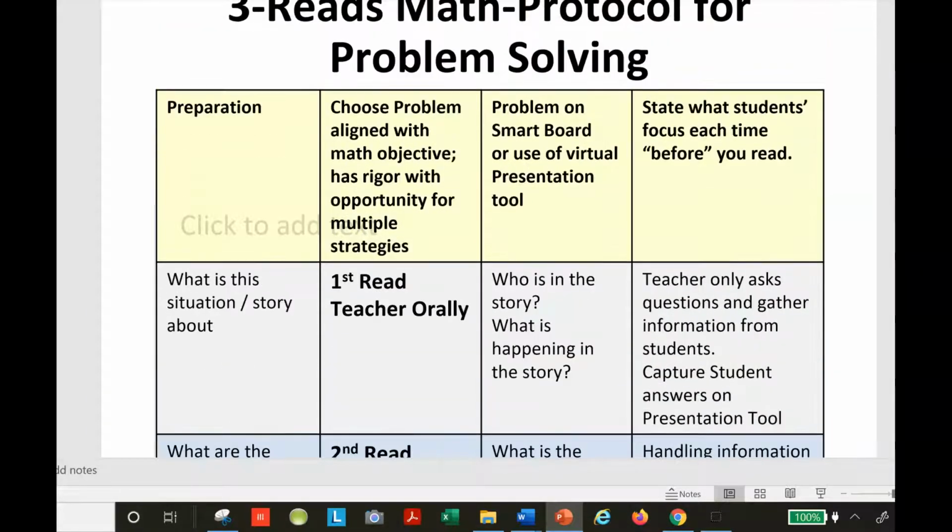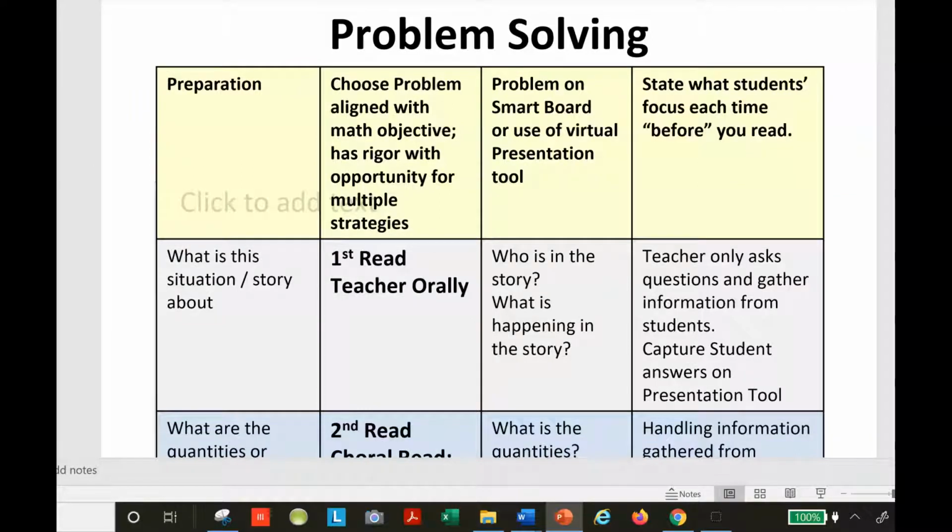The Three Reads Protocol actually has about 4 or 5 parts. First of all, before we start, the teacher prepares a lesson that is aligned with the math objective, has rigor, but this is really key right here: multiple strategies for students. That means it's a problem that I could solve with a counting strategy, an operational strategy, tens and ones, a picture, a number line. But there are opportunities for students to demonstrate their knowledge of strategies.